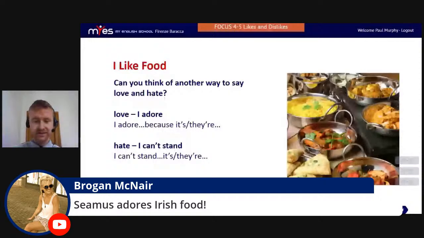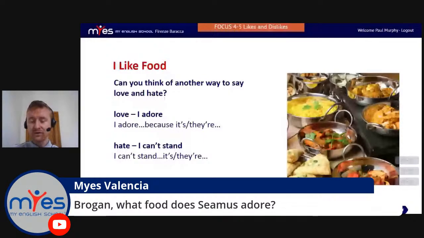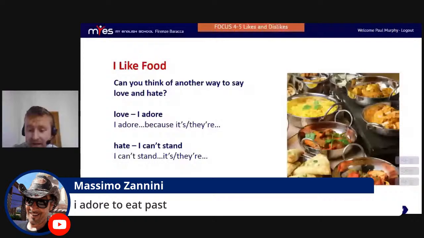James adores Irish food, yes. Thanks, Brogan, for your third person contribution, and a point to you. Luca, I'll give you a point for your spelling. Valencia, you have another point for your third person question. Okay, excellent. Massimo, I adore to eat. No, remember, like, love, followed by a verb plus ing. Example, I like eating. I love eating.